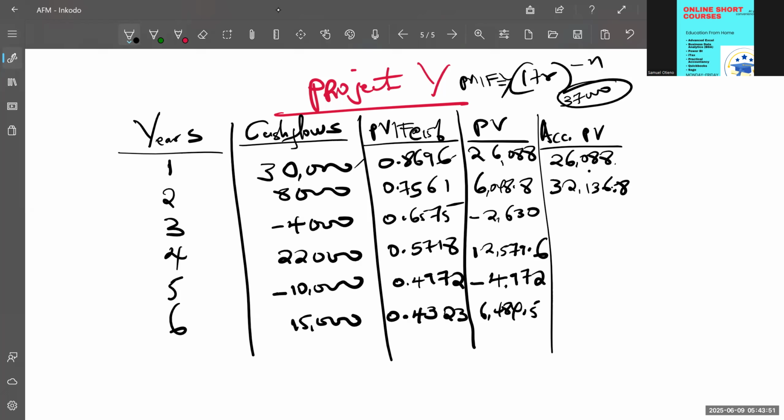So let's go and see how much we are getting at the end of year number three. So we come to year number three. Now, to get the accumulated figure, we add the 32,000 to negative 2,630, so that we get what we are able to recover in total at the end of year number three. And if I do that, of course, the number will reduce because this one is negative, and I'm getting 29,506.8 like that. Have we recovered our investment? No, we are yet to recover it.